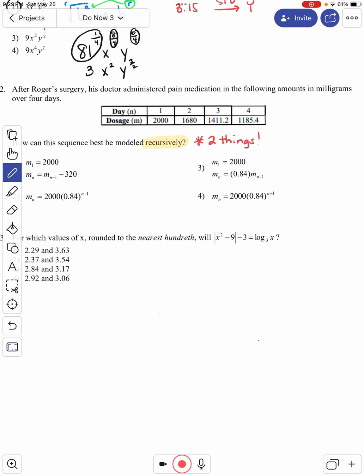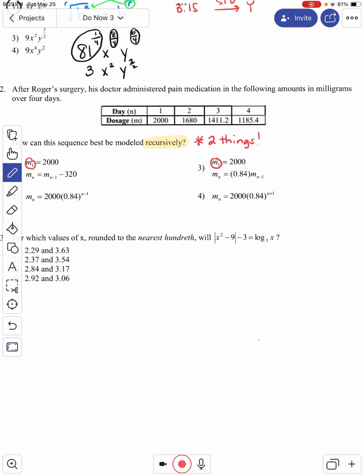You have to have thing 1. So what do I mean by thing 1? They have to give you a first term. Okay, so there should be two things. They have to give you the first term, and then they have to give you a second formula.